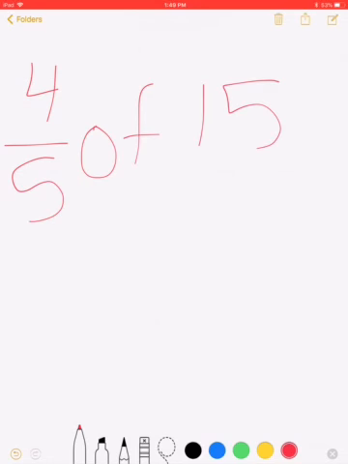If you would like to try one on your own, you can go ahead and try 4/5 of 15. And we'll come back to this in class. And again, it's great to be drawing this out, but we're going to find a quicker way so that we don't always have to draw out everything.